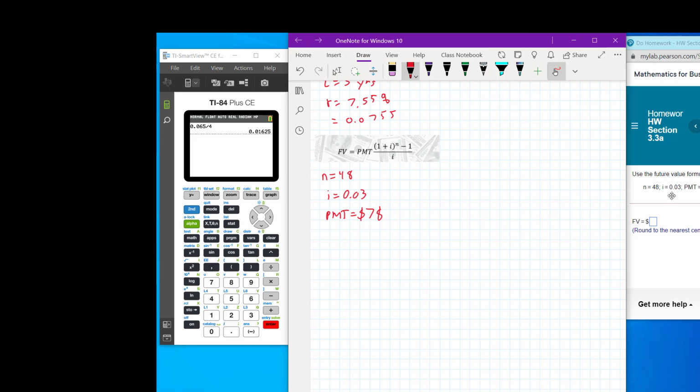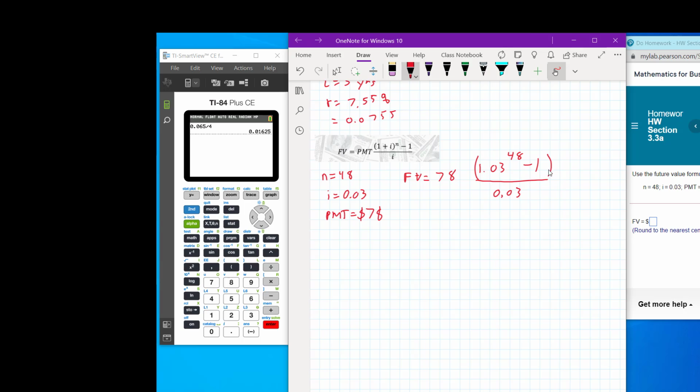And now we know everything to figure out what the future value is. So making our substitutions, we are going into this particular formula. We have PMT, I, and N. We can go ahead and do this. We are going to have that our future value is equal to 78 times 1 plus 0.03, or 1.03 raised to the 48th power, minus 1, over 0.03. Okay.